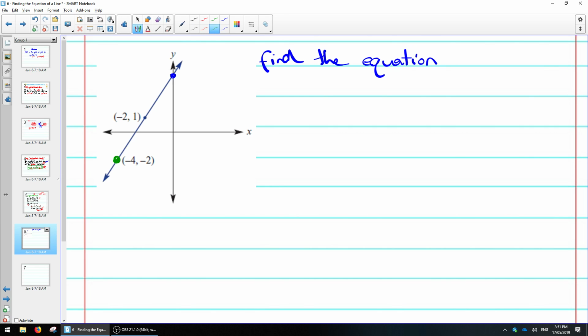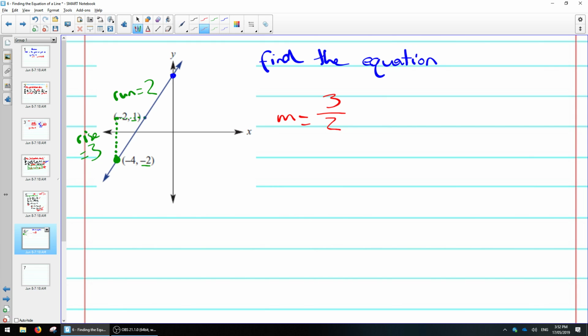So starting from that left point, I'm starting at negative 4, negative 2. And I'm going up first of all. So I went from negative 2 up to 1. So my rise equals 3. And now that I'm here, I'm at negative 4. And I went across 2. So my run, I went from negative 4 to negative 2. So my run is 2. So therefore my gradient equals 3 over 2, which is rise over run.